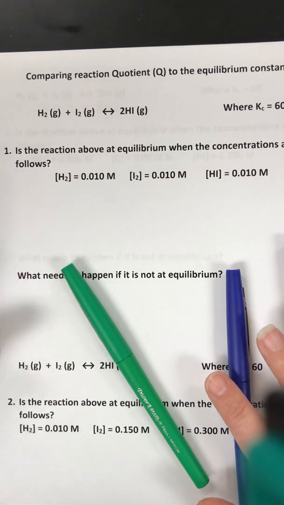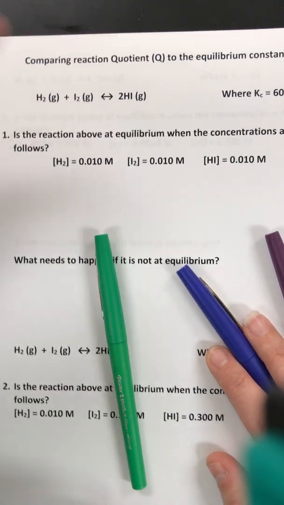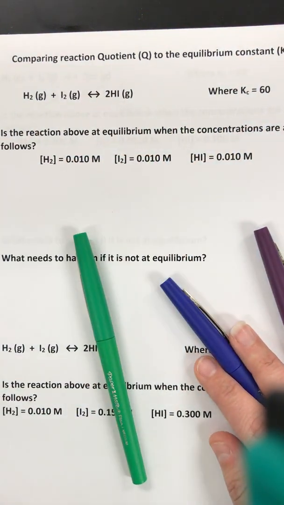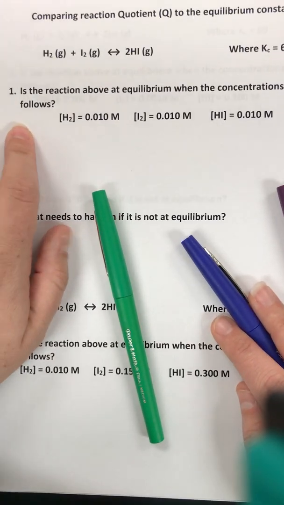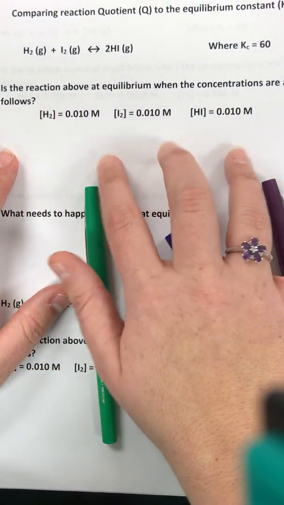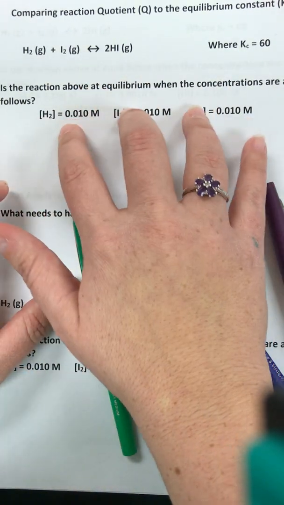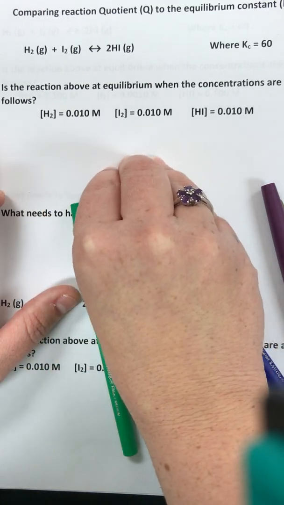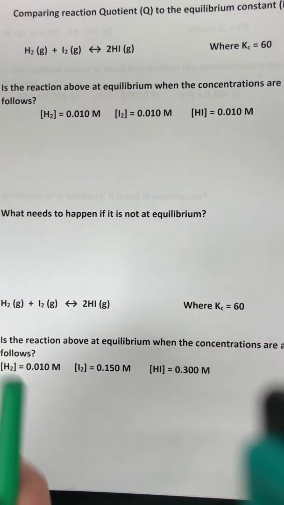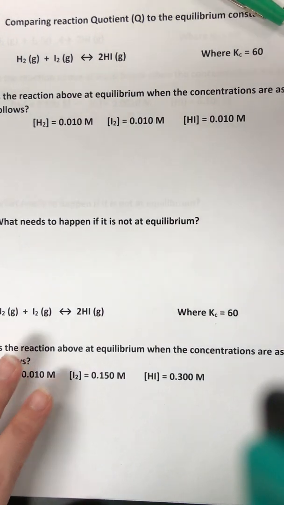So this first one, here's our reaction. We have H2 plus I2 in equilibrium, supposedly, with 2HI, okay? And we know that Kc equals 60. That's our given value. And then it says, is the reaction above at equilibrium when the concentrations are as follows? So if these are my concentrations, I'm going to write an equilibrium constant expression, plug these concentrations in, and see what number I get. If I get exactly 60, I will know that it's at equilibrium, okay?